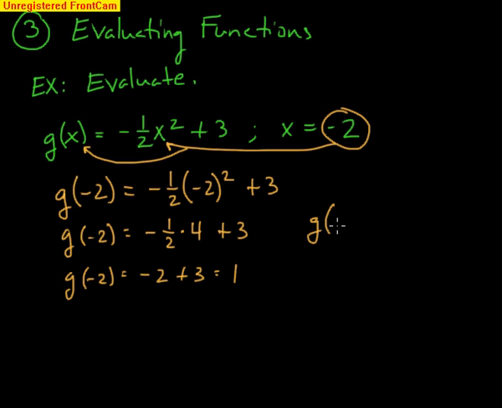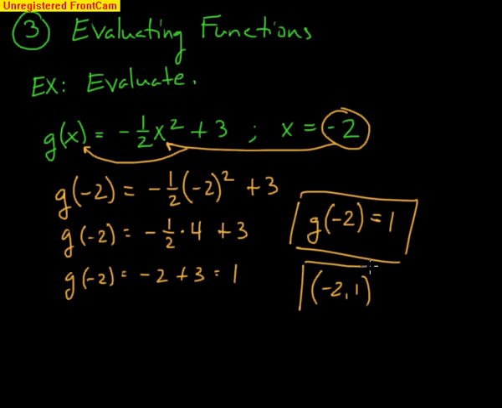So your two answers for this problem are g of negative 2 equals 1, or I want the point, negative 2, 1. And that's how we evaluate functions. That was the third type of problem we talked about.